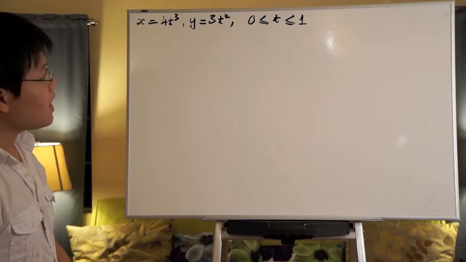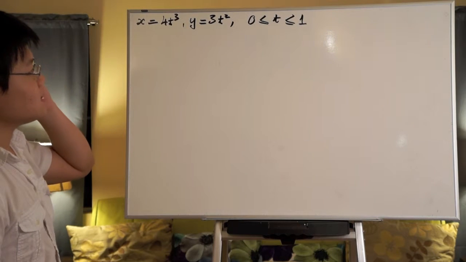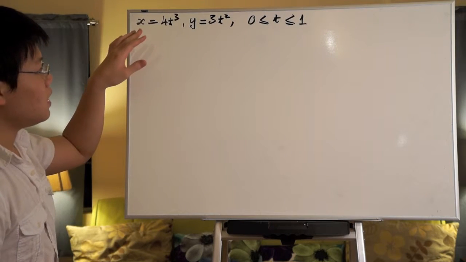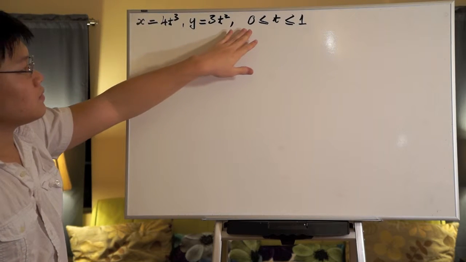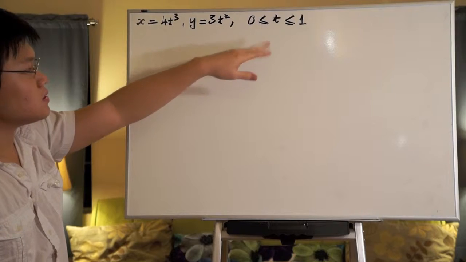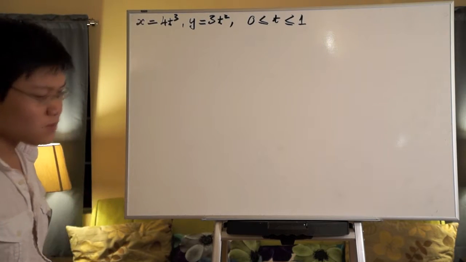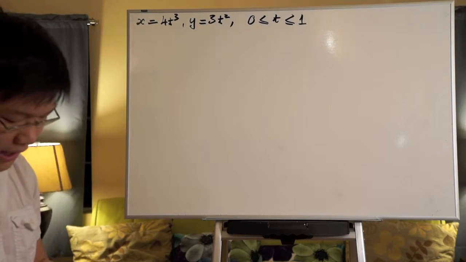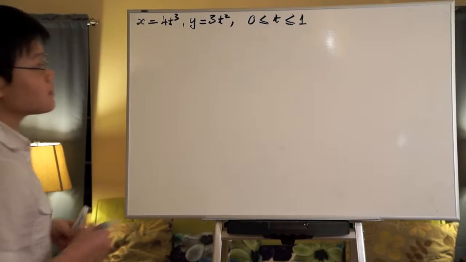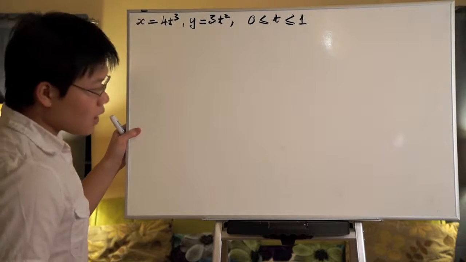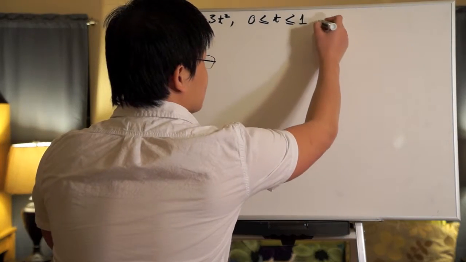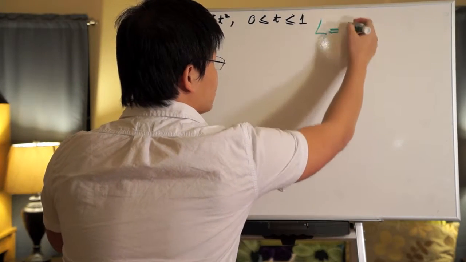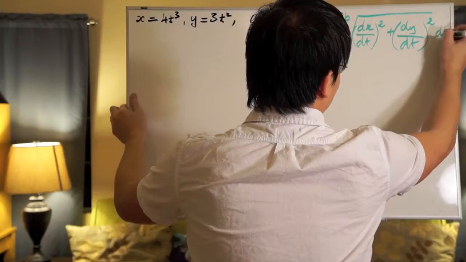Okay, so now the question asks us to find the length defined by this parametrization for t going from 0 to 1. So how are we going to do that? First we may try to lay out what we have. We have previously the equation for the length of a parametrized curve, which is the integral.